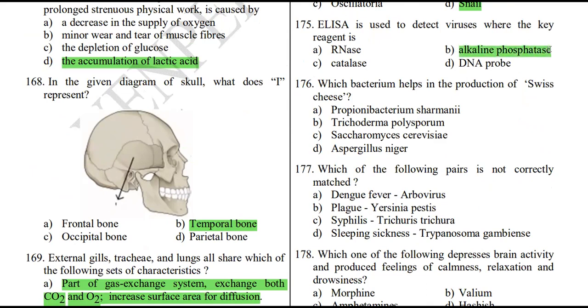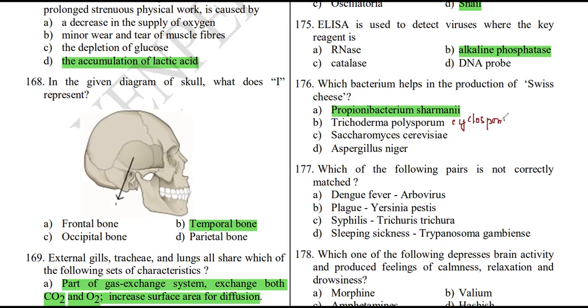Okay, yes. The next one, Propionibacterium shermanii. Propionibacterium shermanii is the one which produces Swiss cheese. So they have asked which bacterium helps in the production of Swiss cheese, which is Propionibacterium shermanii. What is Trichoderma polysporum? Trichoderma polysporum is the one which produces cyclosporins. I hope everybody remembers this. Cyclosporins are the ones which are actually used in heart transplant patients, so they produce cyclosporins.